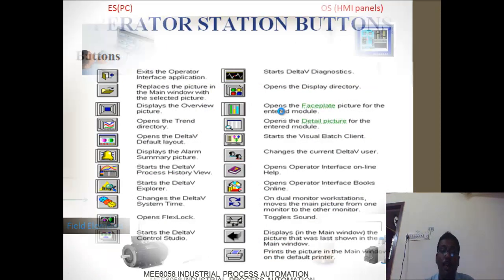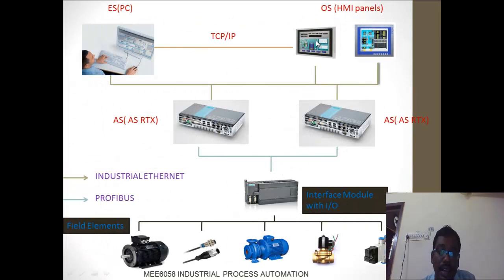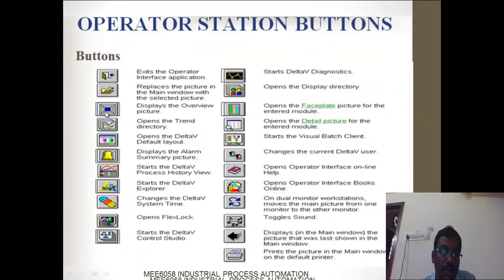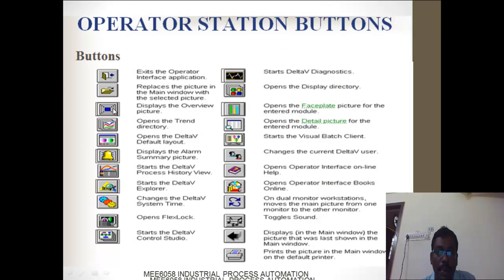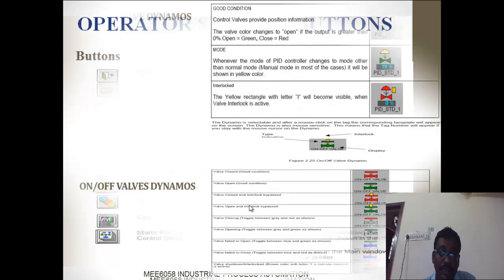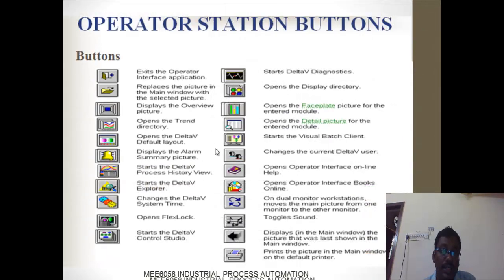Here you can see the operator station buttons. These buttons are provided in the operator system and also in the engineering system. Operators are able to monitor by touching these buttons and find out what's happening there. But when something goes wrong, he doesn't have the right to modify, as I already said. That is taken care of by the engineering stations. These are the different types of buttons provided in the TCS systems to monitor and control the process. These are the common buttons.